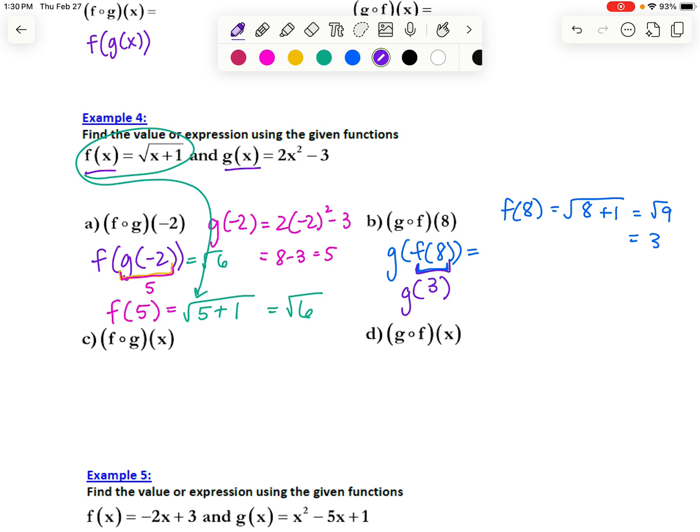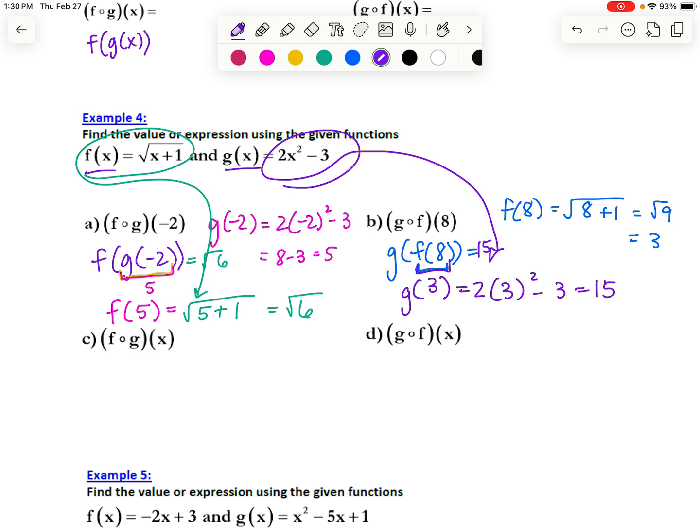So now we're wondering, what is g of 3? In g of 3, take this function, plug in a 3. 2 times 3 squared minus 3, which is 18 minus 3, which is 15. So final answer, 15.